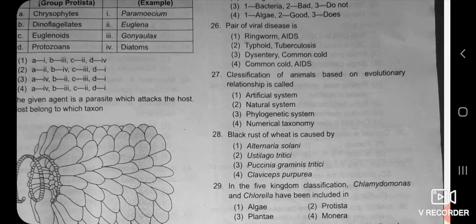Pair of viral diseases. In viruses, a number of diseases are given, and here the question is which pair is viral diseases. The fourth option is correct. See here, ringworm and AIDS: ringworm is a fungal disease, AIDS is a viral disease. Typhoid and tuberculosis are both bacterial diseases. Dysentery is a protozoan disease, common cold is a viral disease. But in the fourth option, common cold and AIDS are both viral diseases. So the correct answer of this question is the fourth one.